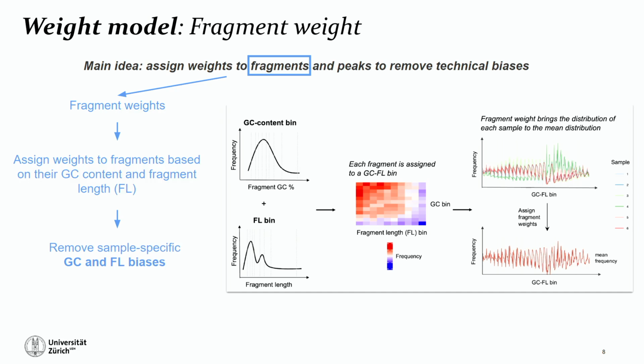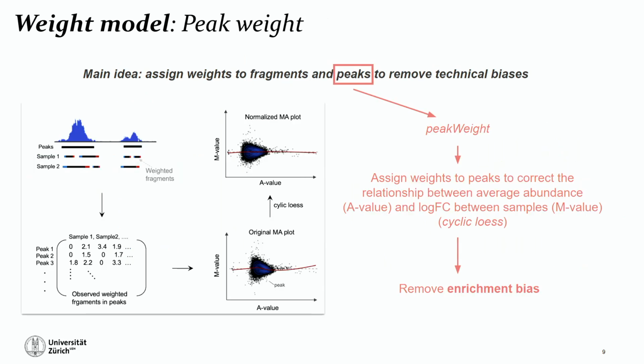And then for each sample and each bin, we assign the weights to those fragments so that we can bring the distribution of each sample to their mean distribution. And then we got these weighted fragments, and we use those weighted fragments to construct a count matrix for the peak accessibility. And then we calculate a weight also for each peak, as that is to remove the enrichment bias I have mentioned before.